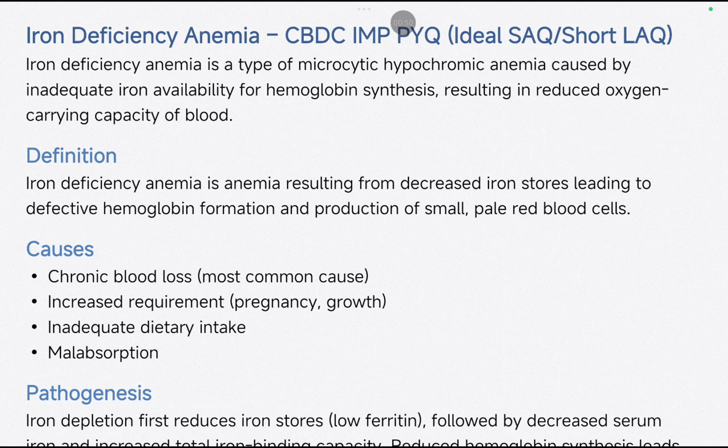So this leads to reduced oxygen capacity of blood. So when there is less oxygen, less hemoglobin will be formed. So what definition you have to write in an exam? Iron deficiency anemia is anemia resulting from decreased iron stores, leading to defective hemoglobin formation and production of small pale red blood cells.